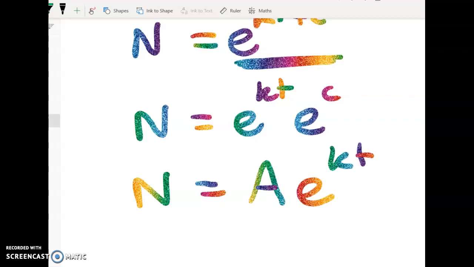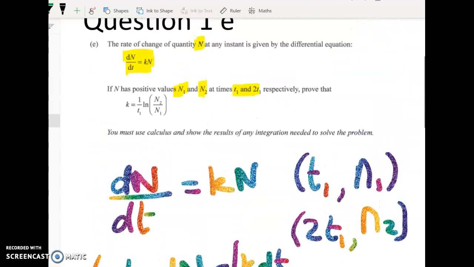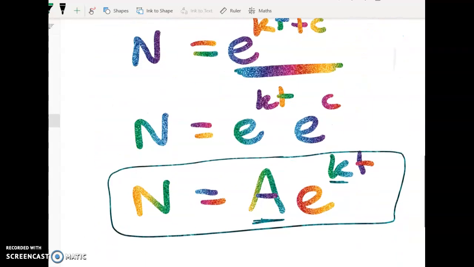Okay, so now it's time. We've got the general form, and we have got two constants in here. There's A and there's k. Now it's time to go back and look at where I'm trying to get to. Well, I'm trying to get through to k equals blah, blah, blah, and you can see that there's no A in there. So you might want to think, how can I eliminate that A?